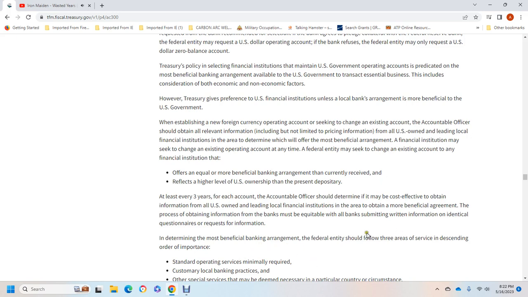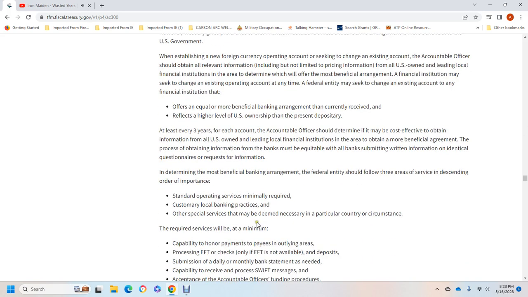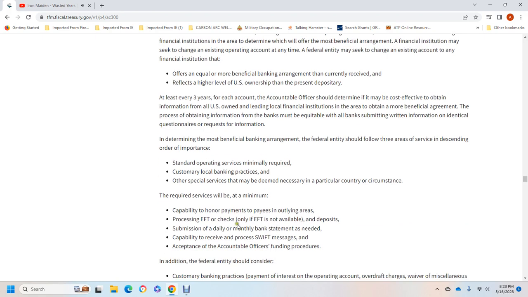The federal entity should follow the three areas of service in descending order of importance: standard operation service to the minimal required of the customer local banking; special needs for the team necessary with a particular country; and the circumstance-required service, the minimum capability of counter payments for the outlying areas, processing electronic funds transfer, and checks only if the electronic funds transfer is not available to deposit. The submission of the daily and monthly bank statement is needed, capable of receiving the SWIFT message of acceptance of the accountable office.